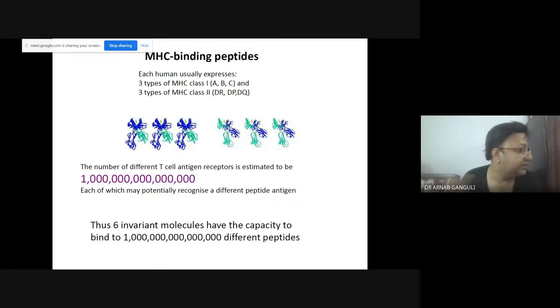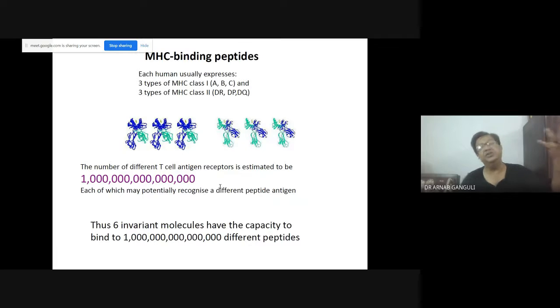এই দুটো রিজন থেকে কোড হচ্ছে। এই যে এখানে দেখাচ্ছে 3, 3, তাহলে 6 types. So the number of different T cell antigen receptor is estimated to be 10 to the power 15, 10 to the power 16 types of different shape recognizing antigen receptor T cells are there. Each one technically will recognize a different type of antigen. So 10 to the power 15 combinations of shapes are recognized.